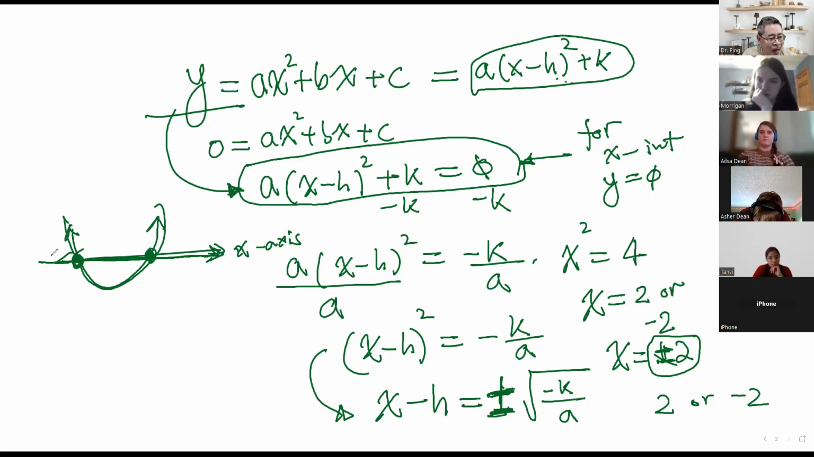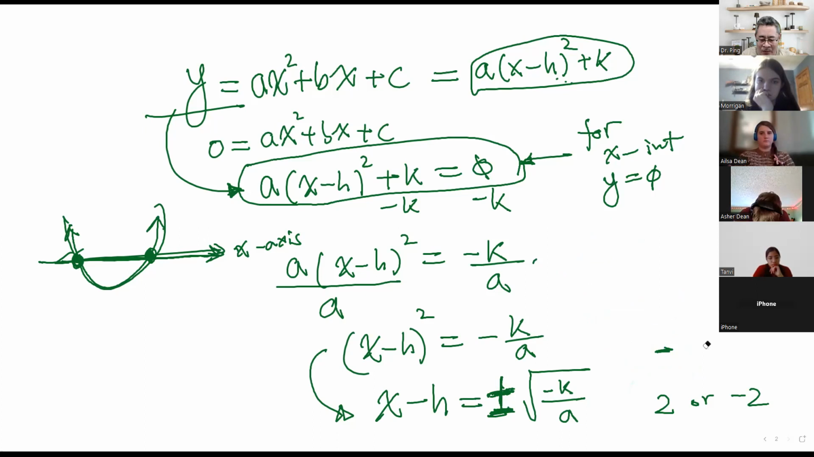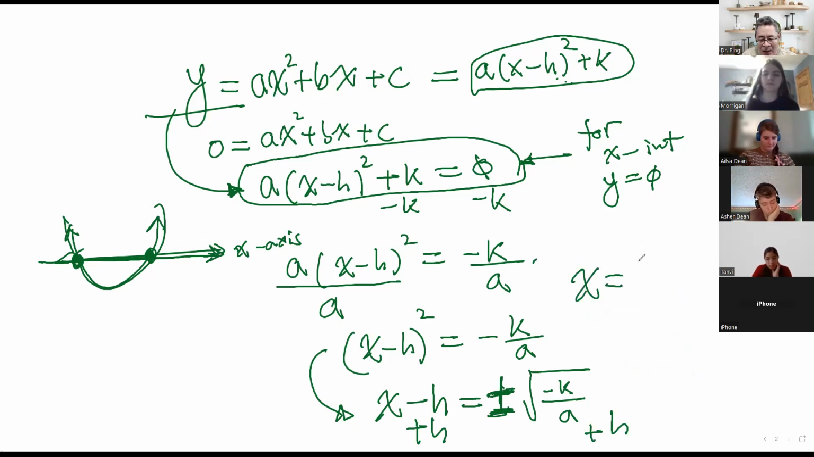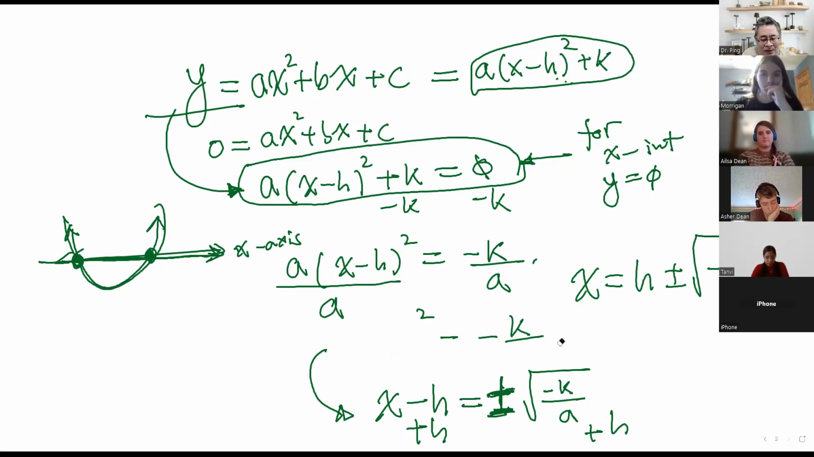Okay, now getting to the point, very important, because now to find our x, we just need to move h over. Well, this is a subtraction on the left-hand side, so we just add h. Then our x is h plus minus that. Good? Okay, but we haven't finished yet.